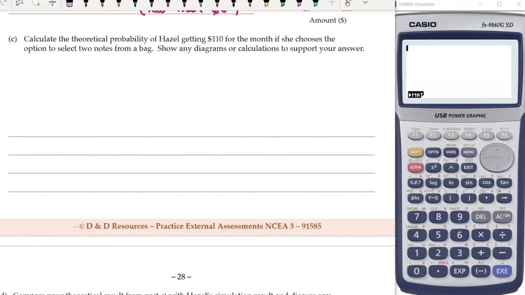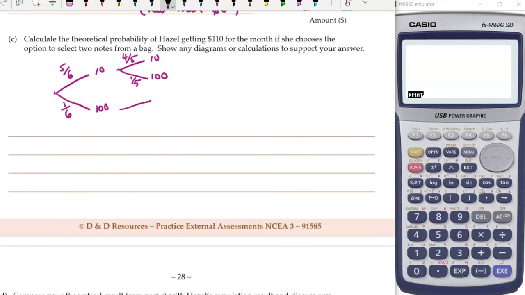So that was the result of the simulation. This part C wants us to work out the theoretical probability when she picks the two notes. On the first note, she could get $10 or she could get $100. There's 5 $10 notes, so that's 5/6, and there's one $100 note. If she picks a $10 note, she could pick another 10 or she could pick another 100. And from that one, there's 4 $10 left out of 5 and one $100 note.